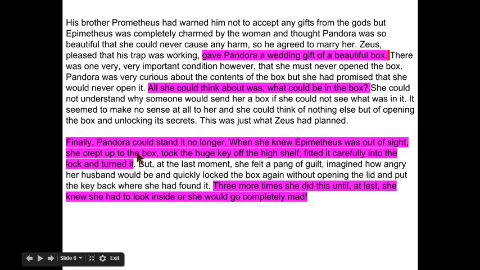Now here we start having that tension build. It says Pandora could stand it no longer. This is when she's creeping up to the box. She keeps opening it, closing it, opening it, closing it. She's losing her mind about it. So there's all this tension and all this suspense building.